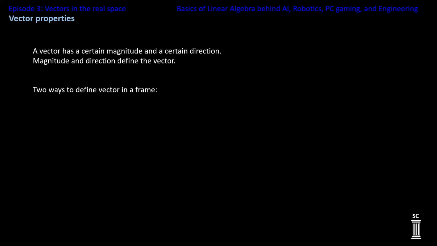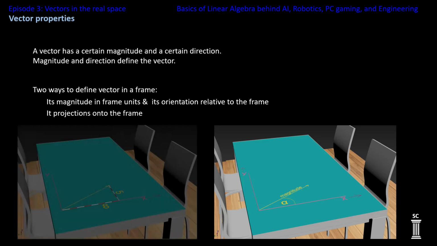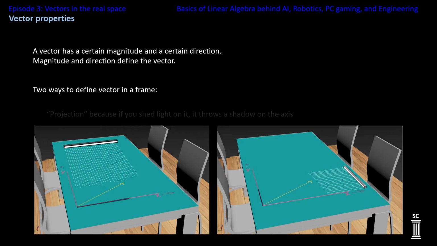When we come to think of it, we can define a vector in two ways. By its magnitude, as expressed in frame units, and its direction relative to the frame, or by its projections onto the frame. But why are they called projections anyway? Well, if you shine light on the vector, then the shadow it throws on the axis is the projection. That's why they're called that.